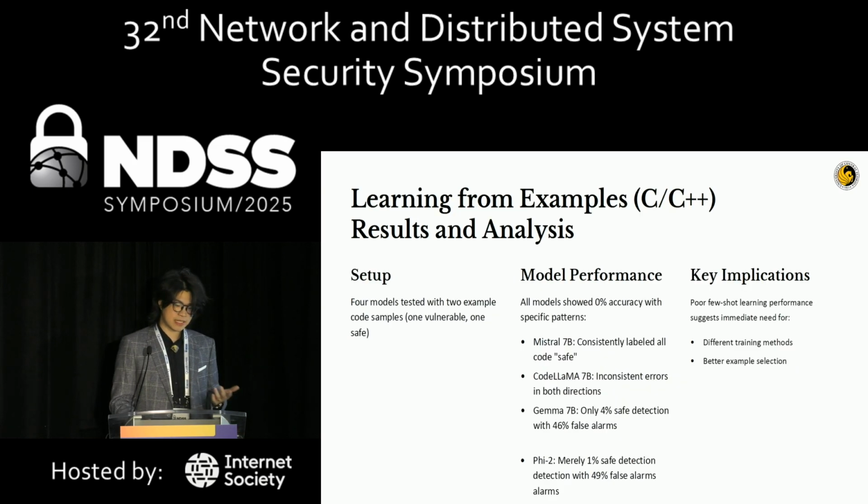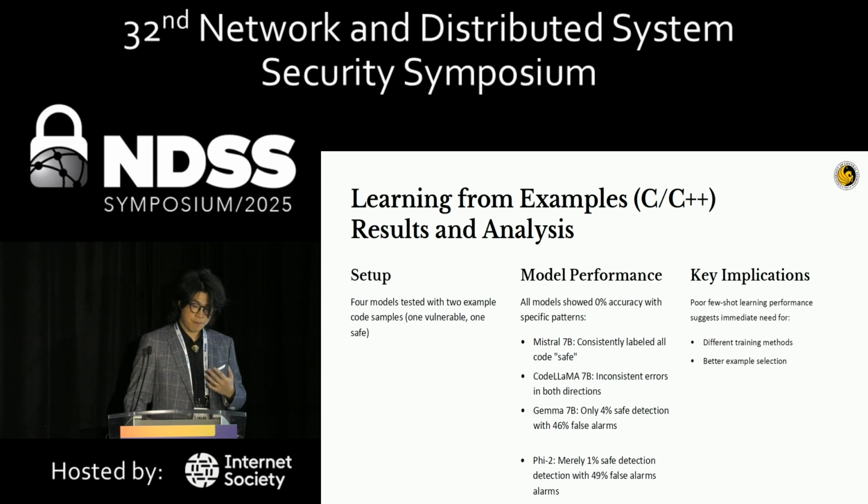In our C and C++ few-shot test, each model got two labeled examples as well, but this approach collapsed performance to 0% in precision, recall, and F1. Some models misclassified everything as safe. Others split their mistakes between false positives and false negatives. So these inconsistent behaviors suggest that minimal few-shot prompts may confuse the model in C and C++.